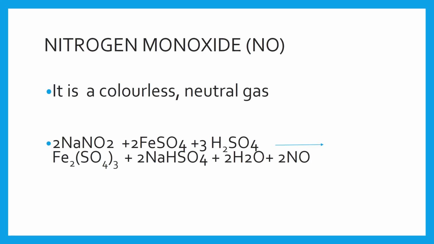The next compound that we are going to learn is nitrogen monoxide. It is having the formula NO. It can also be written as nitrogen 2 oxide because nitrogen carries +2 oxidation state here. It is also having the name nitric oxide. It's a colorless neutral gas and it is produced when sodium nitrite reacts with ferrous sulfate and sulfuric acid.